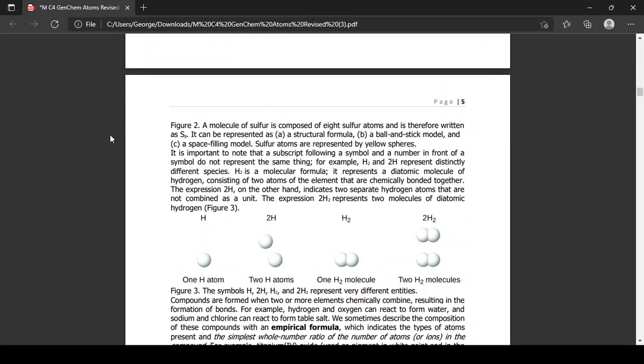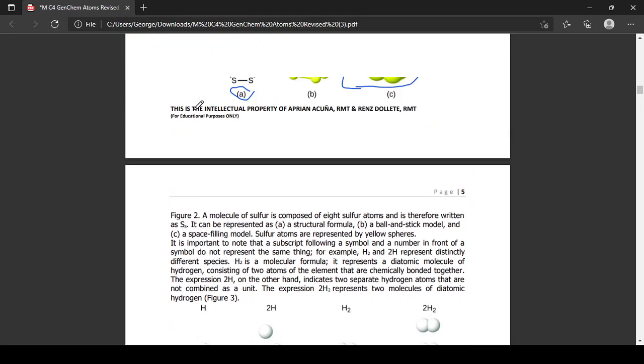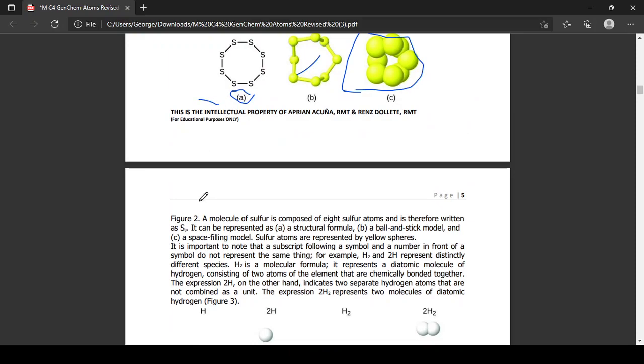Next, Figure 2. A molecule of sulfur is composed of 8 sulfur atoms and is therefore written as S8. It can be represented as a structural formula, a ball and stick model, and a space filling model. Sulfur atoms are represented by yellow spheres.